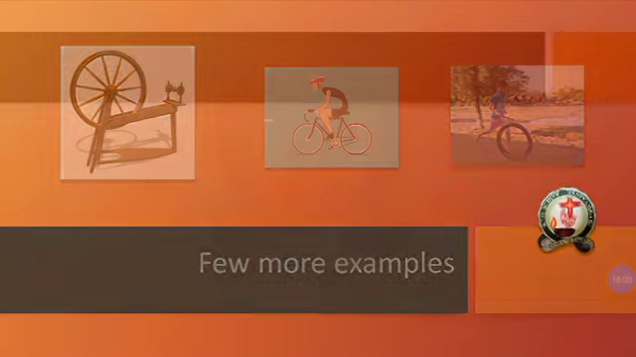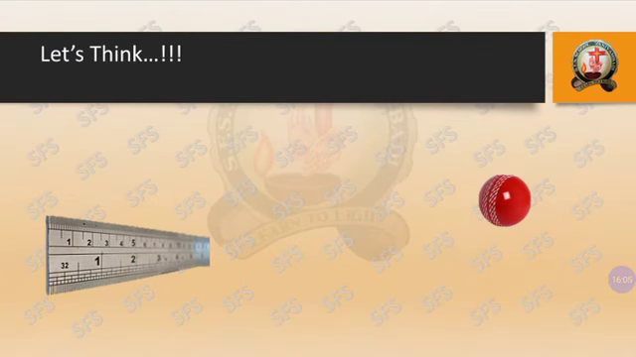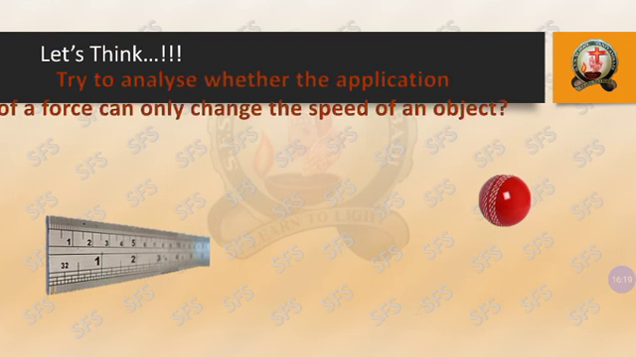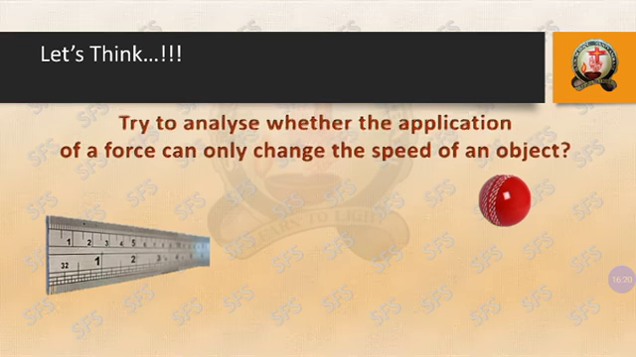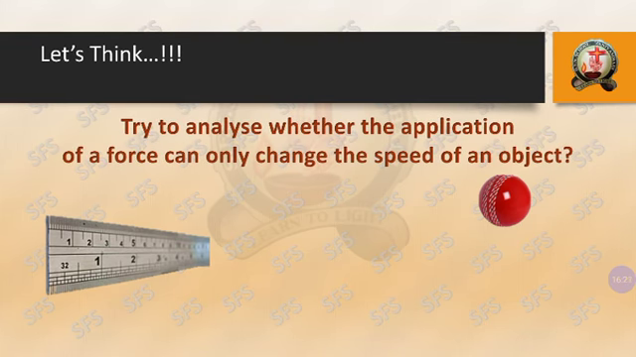So let us see a few more things. I'll give one more example. Let us think of this activity. You can try to do it on your own. Take a cricket ball and a meter scale with you. If I try to hit the ball, let us analyze whether the application of a force can change the speed of the object. So due to the application of force in another direction, will it vary the speed?